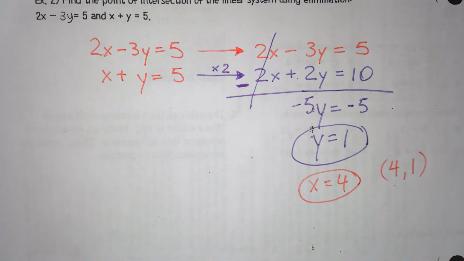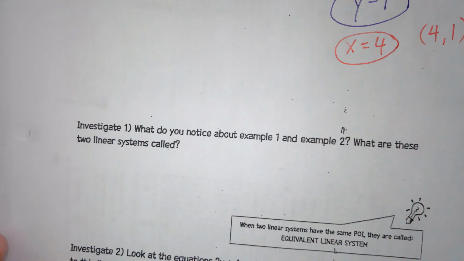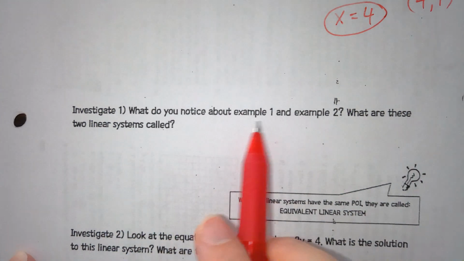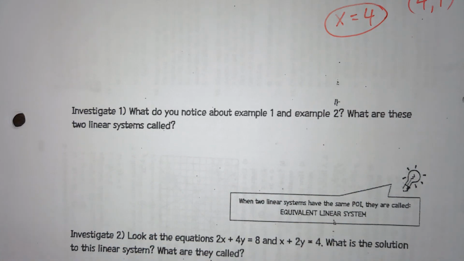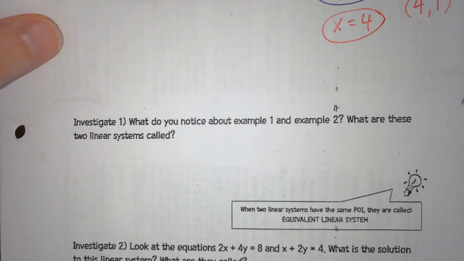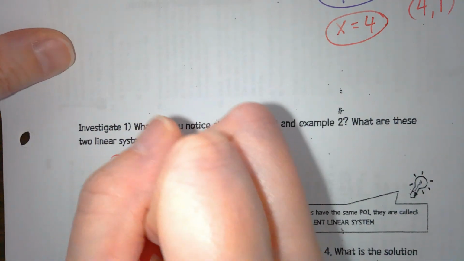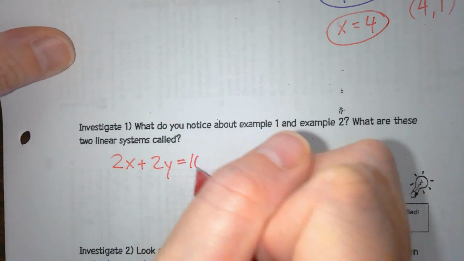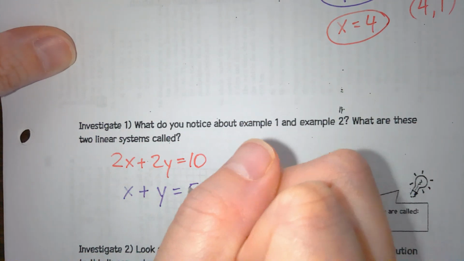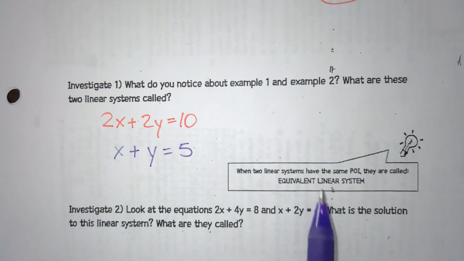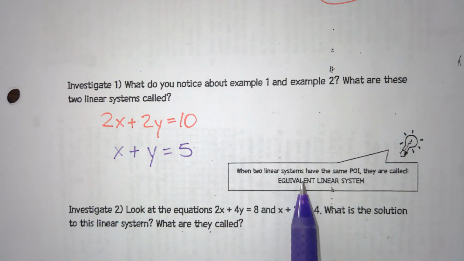Now, what do you notice about example 1 and example 2? What are these two linear systems called? In the first example, I had 2x plus 2y equals 10. And in the second example, the equation was x plus y equals 5. These are called equivalent linear systems because they are just multiples of each other. When I graph it, I'm just going to get the same line. So they're actually the same.